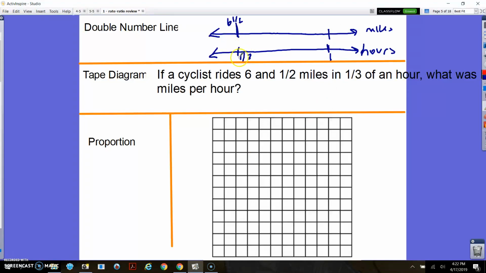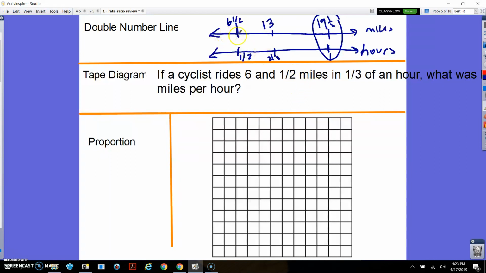And as you can see, we're just going to go up in repetitions of what we know. So if she can do 6.5 miles in 1/3 of an hour, if we did that again, then she would have done 13 miles. That's 2 sets of 6.5 in 2/3 of an hour. And one more is going to get us to 1 whole hour. So one more rep, that would be 6.5 more, would be 19 and a half. So that's how my double number line gets me to 19.5 miles per hour.